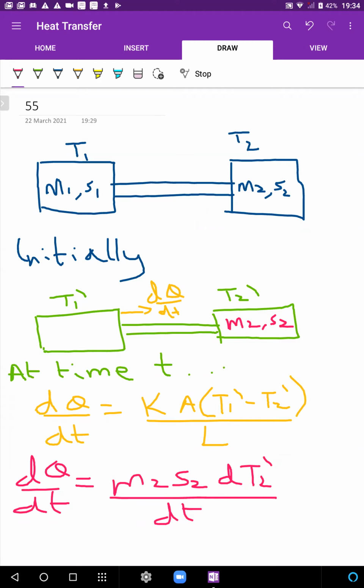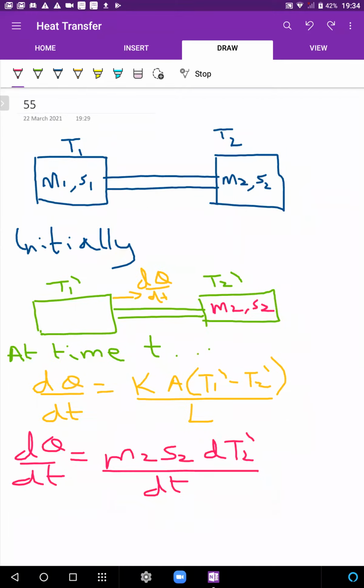Okay. One of you is asking me why I have removed the minus sign over here. If I had to put the minus sign, I would have had to write T2 dash minus T1 dash. I've removed the minus sign and I've written T1 dash minus T2 dash. Okay, TH minus TC. Instead of TC minus TH with a minus sign, I've written TH minus TC.